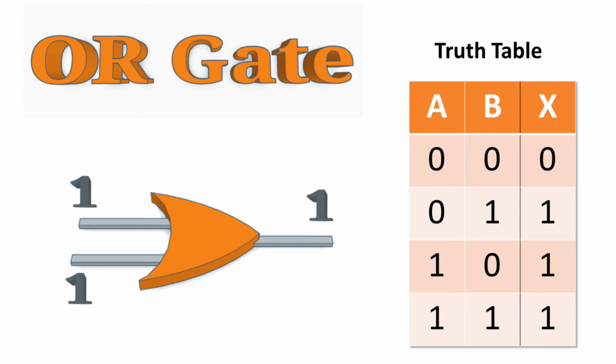So as I said earlier, this is high if A or B are at 1. As with the AND gate, you can also get OR gates with multiple inputs, in which case, as long as one or more inputs are at 1, then the output will be 1.